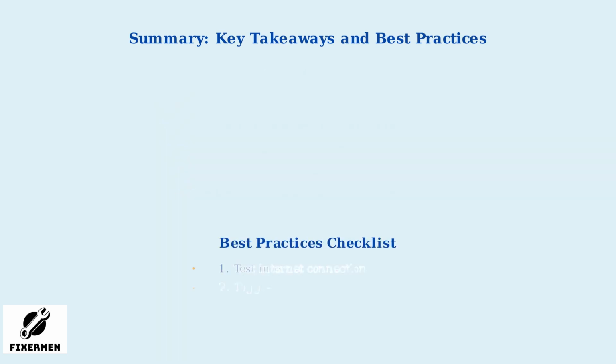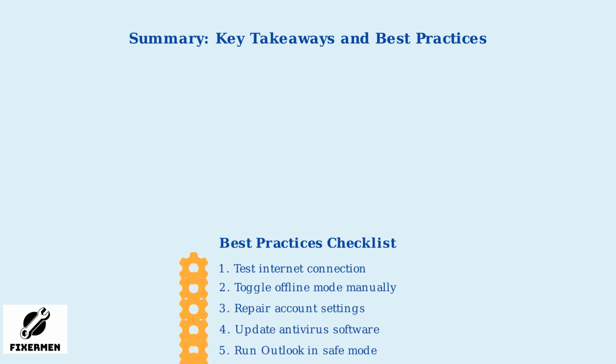Now, for best practices, test your internet connection. Toggle offline mode manually if needed. Repair account settings through Outlook options. Update your antivirus software. Run Outlook in safe mode to isolate issues.